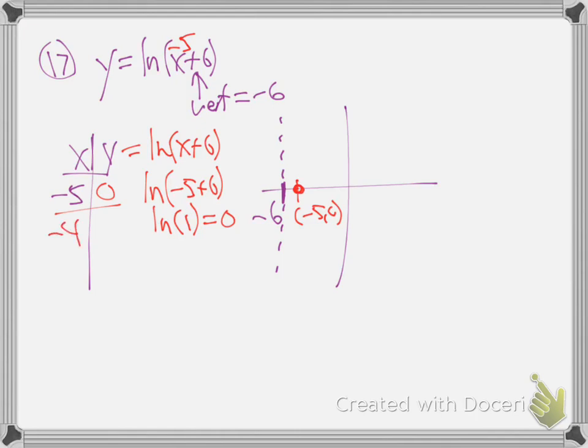How about we plug in negative 4? Natural log of negative 4 plus 6. Natural log of 2. I have no idea what that is. It's going to be point something or other. 0.7, so 0.7, which means back 4 up a little bit.